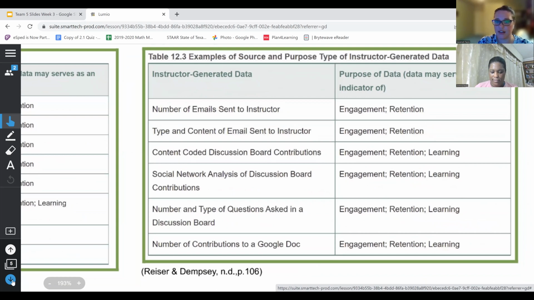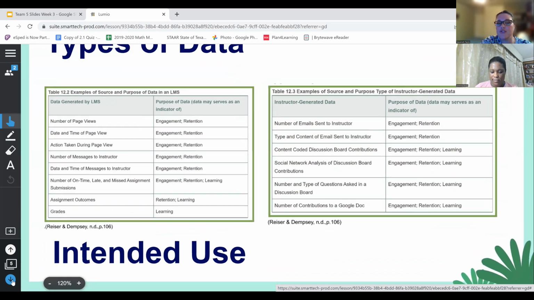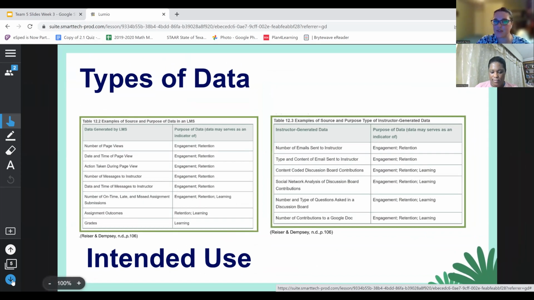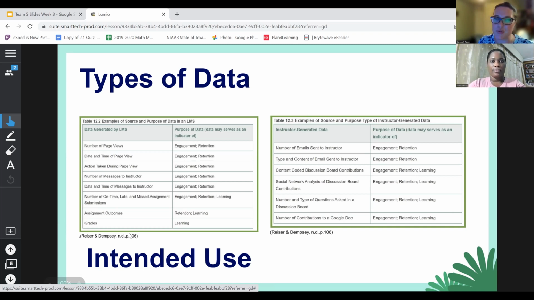Instructor generated data would be, again, number of emails, type of content, social network, the quizzes and assignments that I spoke of. The reason why that type of data is important is because it directly correlates to student success. The more a student participates in a class, the more likely they are to have a higher retention rate. Of course, less participation generally leads to a lower grade and possible dropout.